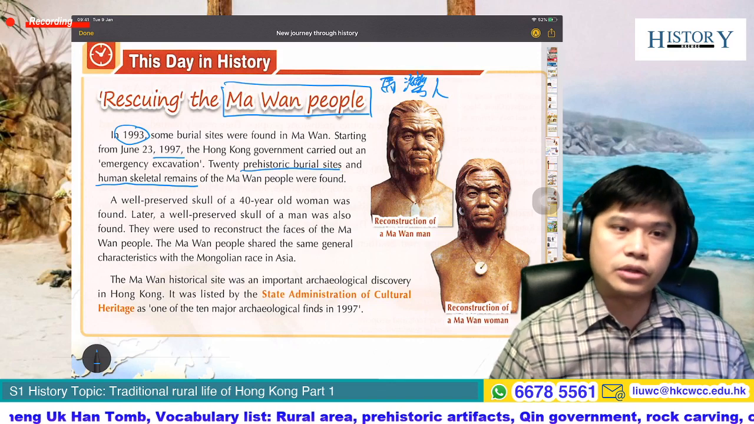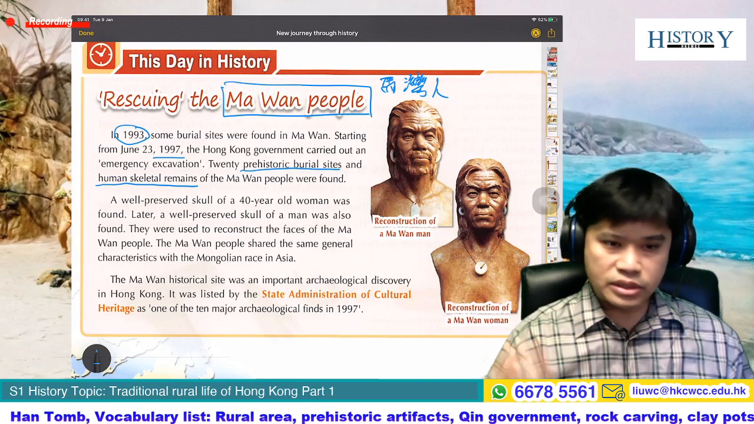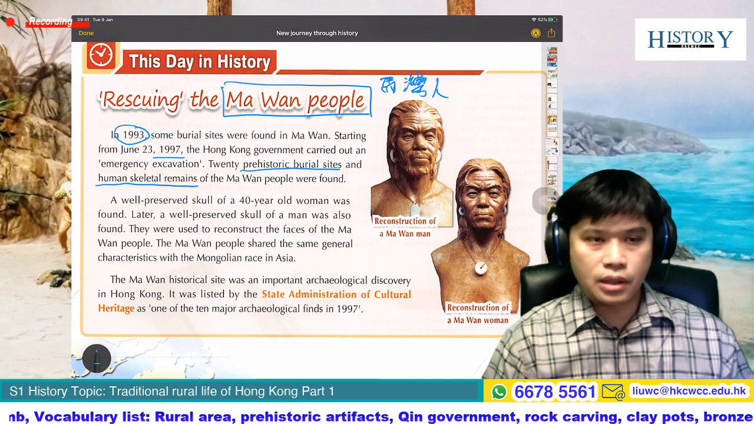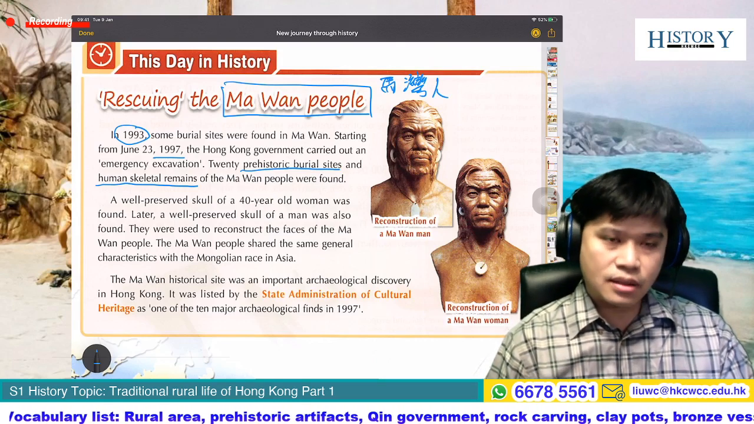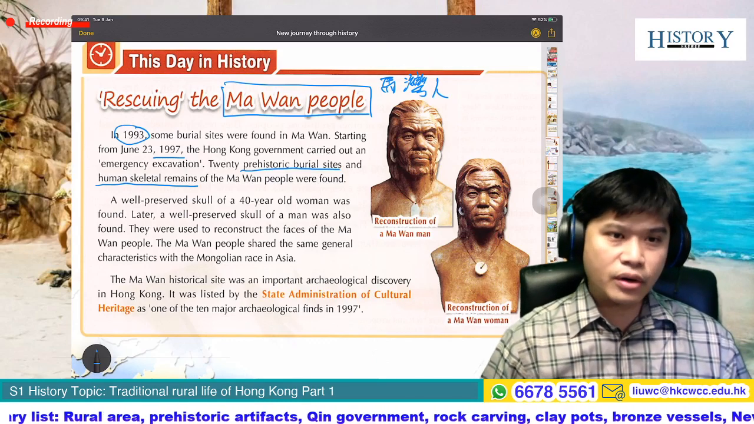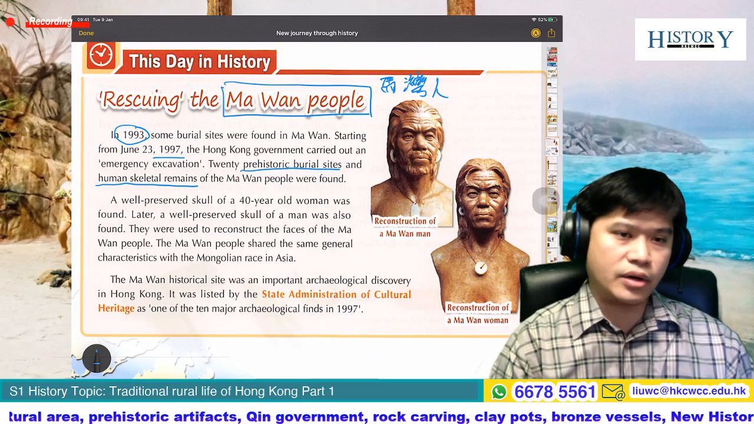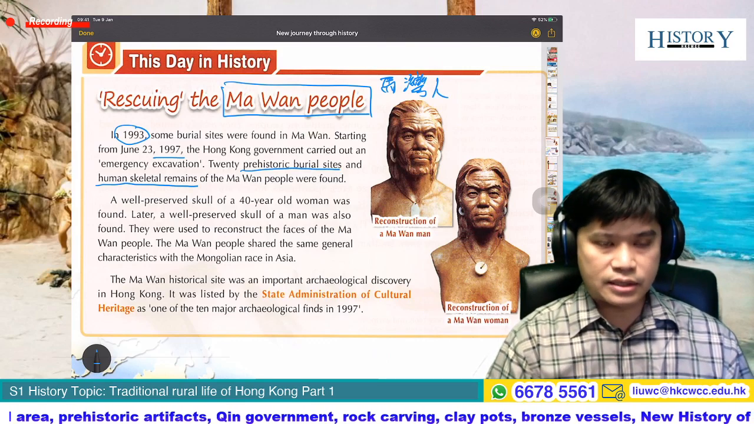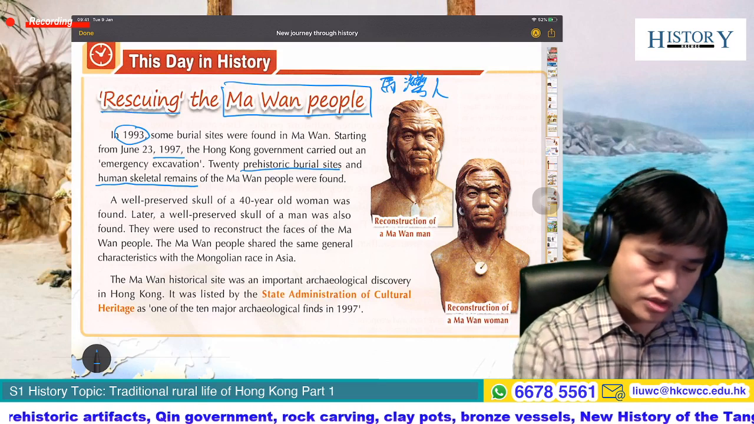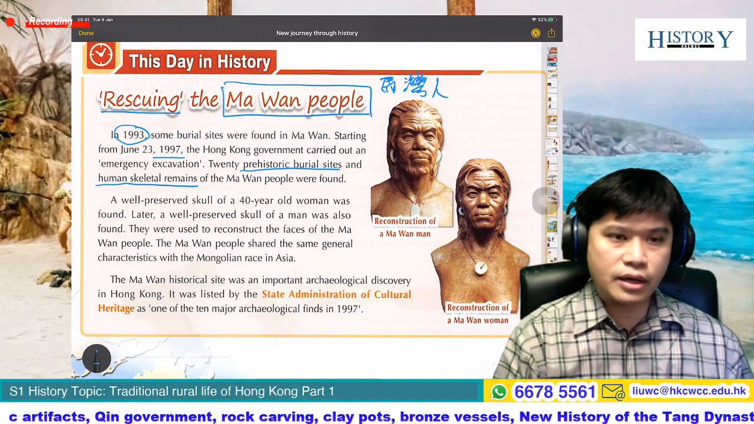For example, the new towns like Tung Chung, and the new airport in Chek Lap Kok. So when there is lots of new development, the government must carry out some investigation before the development. During this investigation, they discovered a lot of archaeological artifacts in that area. So for this title, we may say it is like rescuing the Ma Wan people.